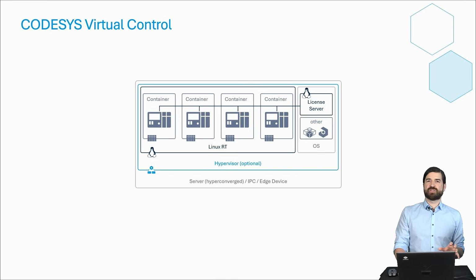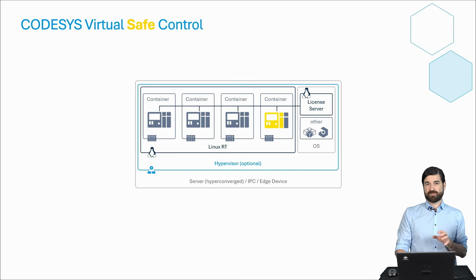Now, here's what changes. We take one of those containers and instead of just a functional virtual PLC, we create a container instance of a virtual safety rated PLC. This is now running the CODESYS Virtual Safe Control SL. It sits right alongside your standard virtual PLC on the same hardware, on the same Linux system, inside the same container infrastructure. And the key insight here is that you do not need to change anything about your hardware. You do not need a separate box. You just deploy an additional container that runs a safety certified PLC.